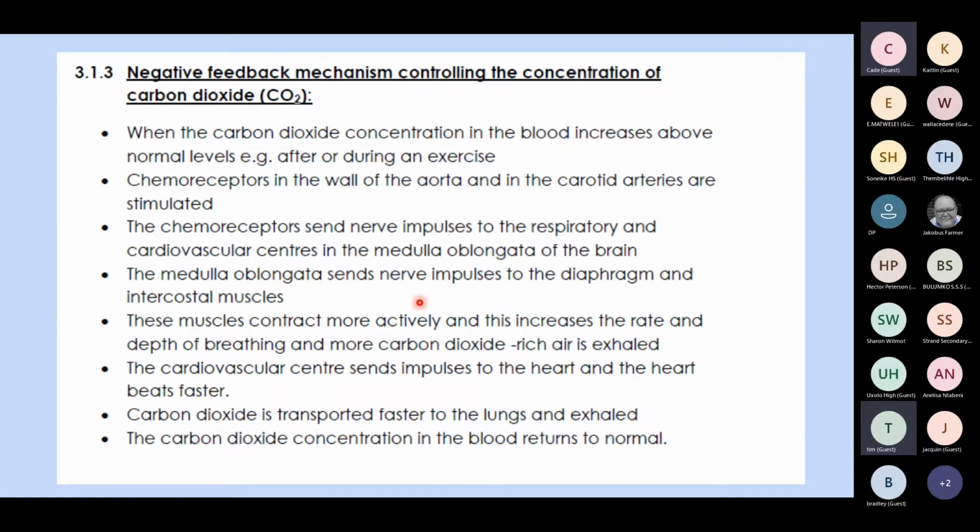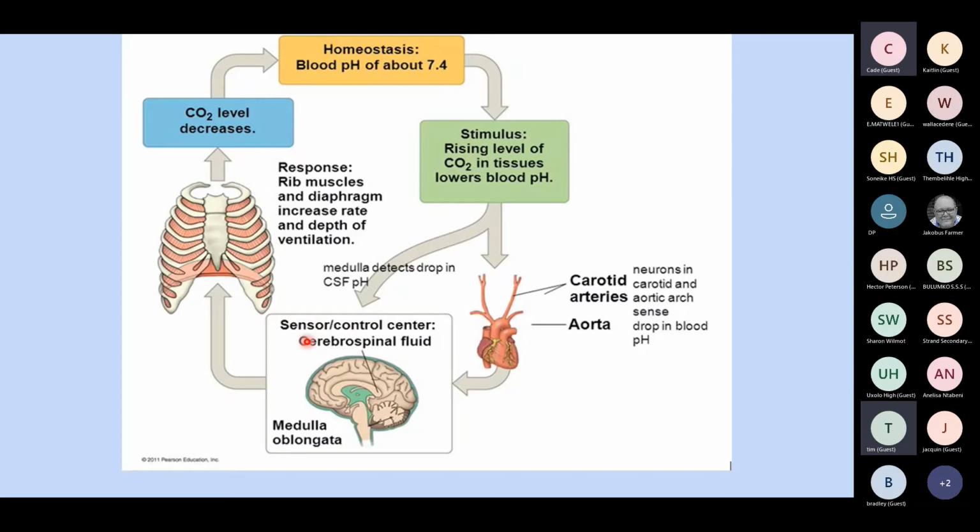These muscles will then contract and increase the rate and depth of breathing. The cardiovascular center sends impulses to the heart, and the heart will then beat faster. Carbon dioxide is transported faster to the lungs and exhaled. Now, grade 12s, you must be able to write the description and also be able, like in this diagram, to use keywords in your description.